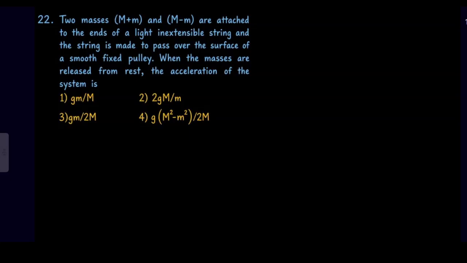Two masses are attached to the ends of a light inextensible string, and the string is made to pass over the surface of a smooth fixed pulley. When the masses are released at rest, find the acceleration. Same thing. Earlier they gave a diagram, here the diagram is not given. So they are saying it is a pulley. Here the masses are given.